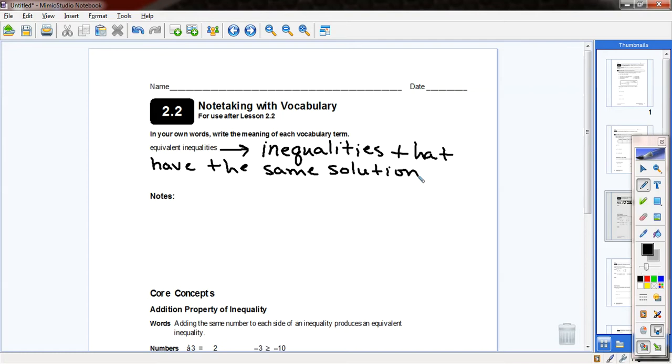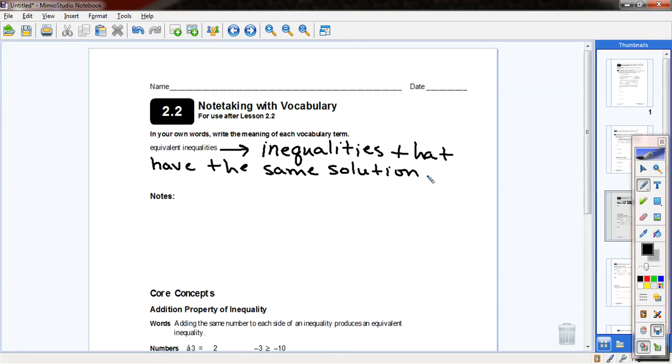We'll come back to this, but I at least want you to get the vocab down first. They're inequalities that have the same solution. So if the answer to one is x is greater than 5, and the answer to another one is x is greater than 5, we would call those two inequalities what type of inequalities? Equivalent. Anybody need more time getting that down?